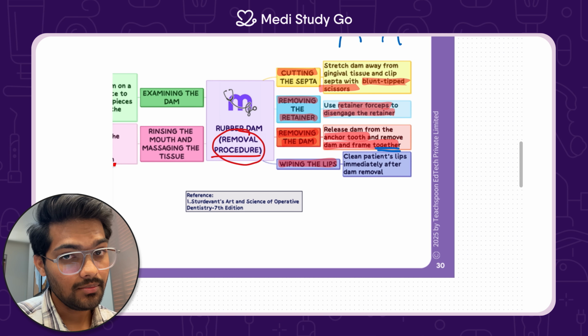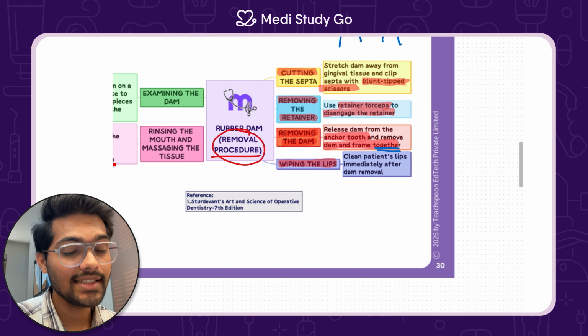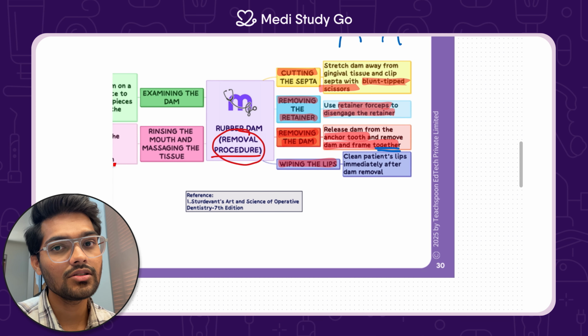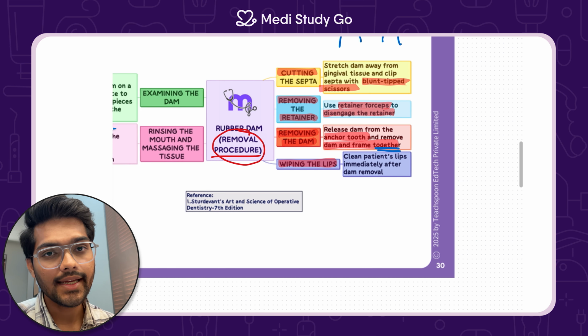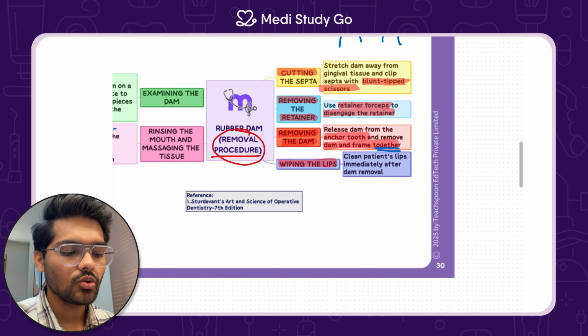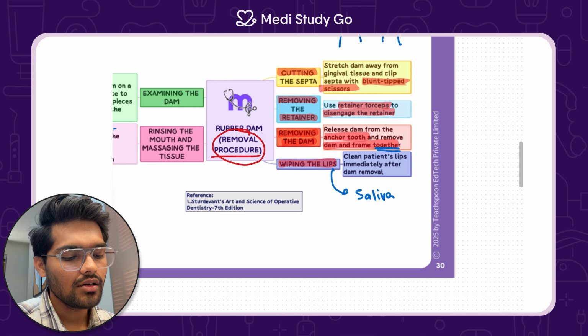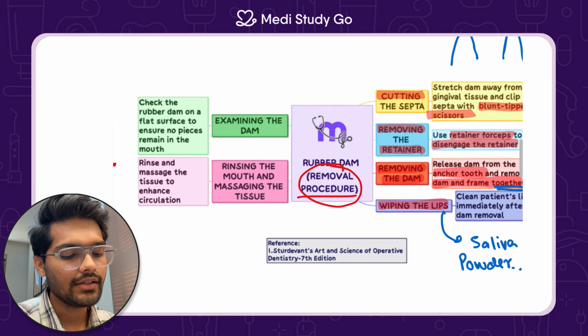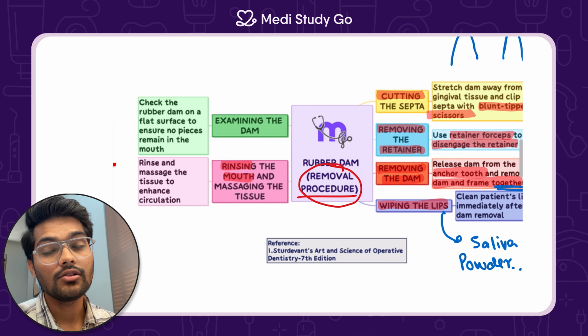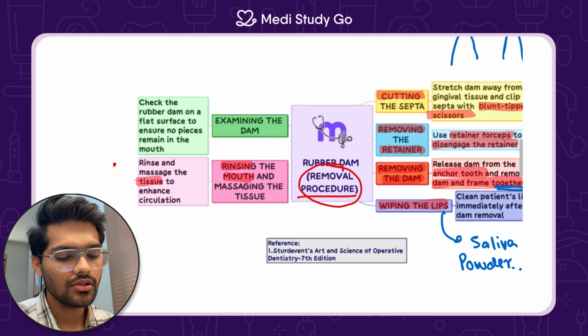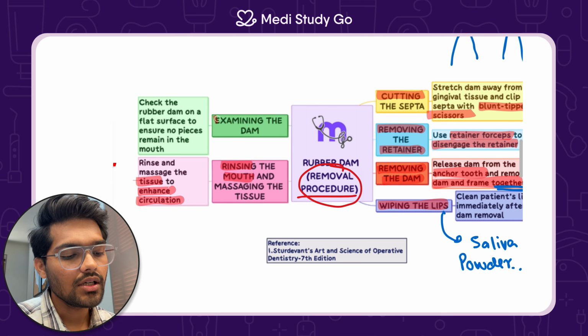You need to wipe the lips, very important. This is especially mentioned because we've added a lubricating agent on the patient's lips, so it's important you wipe that off, and also saliva or the powder. Next, we need to ask the patient to rinse the mouth, and also massage the tissue over there to enhance blood circulation.